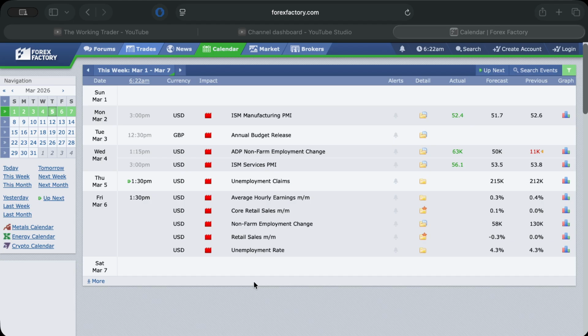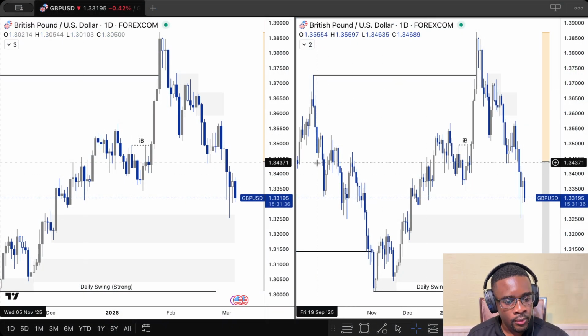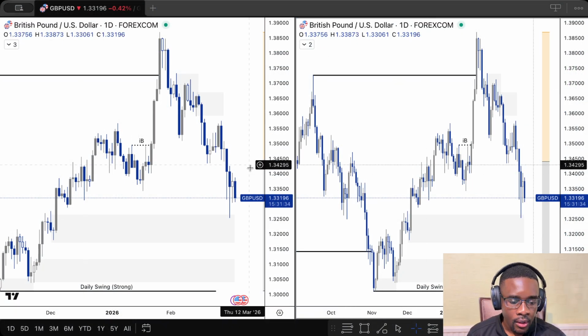Looking at Forex Factory. Today's a Thursday. We only have unemployment claims, so we don't have any other high impact news. And then, of course, tomorrow is a big one where we have NFP. So let's look at the charts, have a look at what transpired yesterday and what we can expect today.